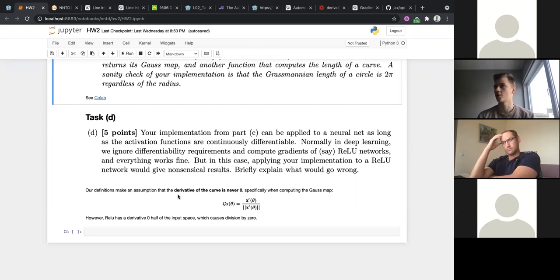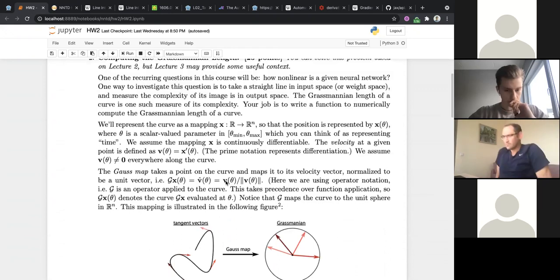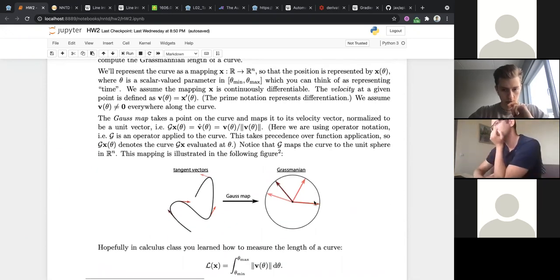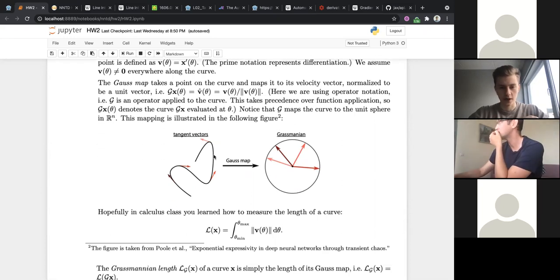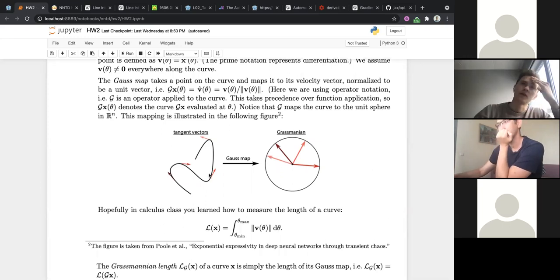Like if we think about ReLU, why does it break Grassmannian length? I mean, if the first derivative is 0, when we take the Gauss map, it means that our values would be nothing, right? It would be just a dot, or just a point. And I'm not sure what it does. It sounds similar to a line. If we take a line, a derivative of a line wouldn't be a 0 though.